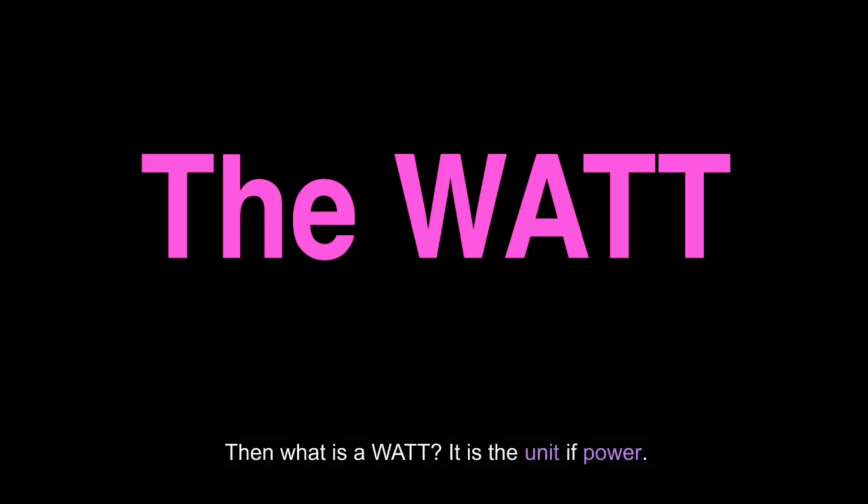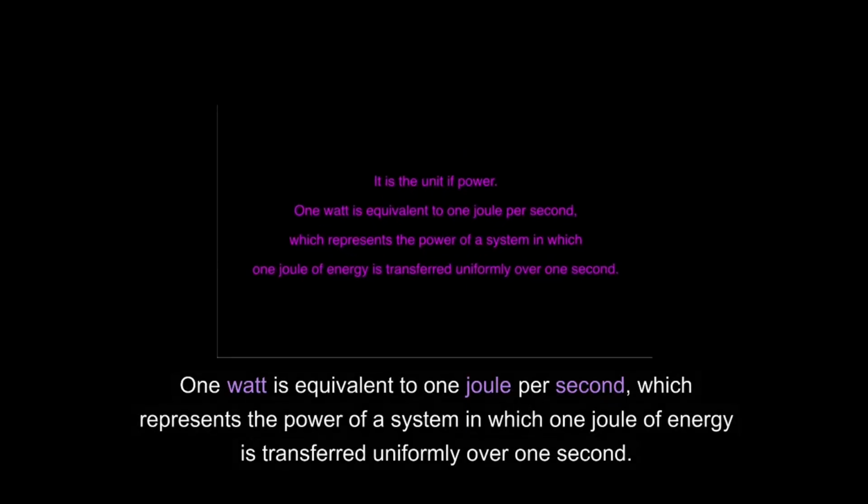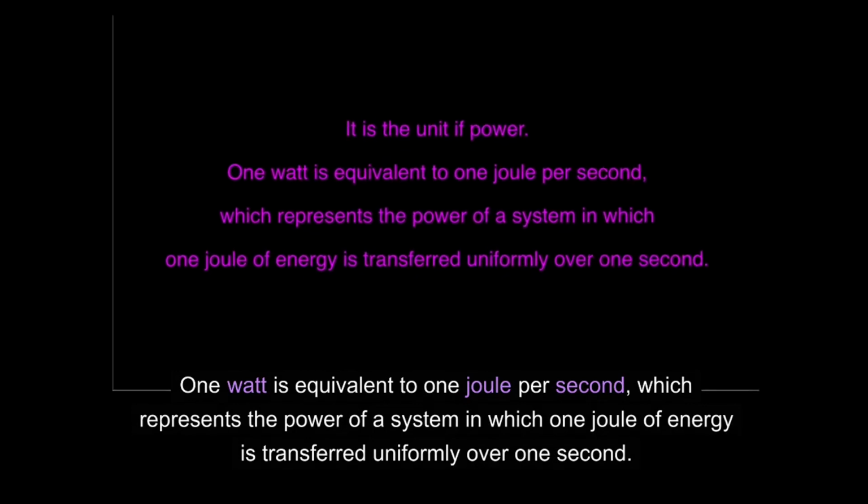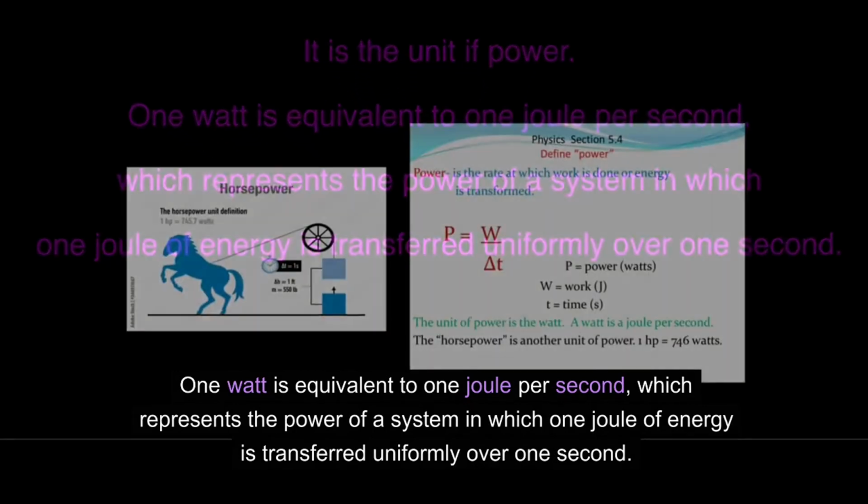Then what is a watt? It is the unit of power. 1 watt is equivalent to 1 joule per second, which represents the power of a system in which 1 joule of energy is transferred uniformly over 1 second.